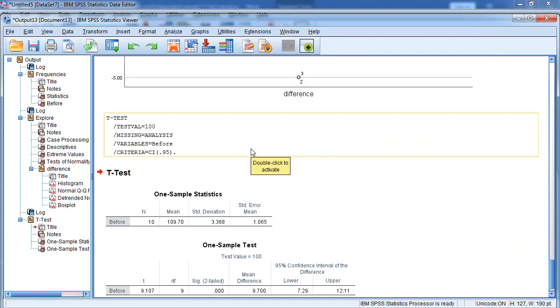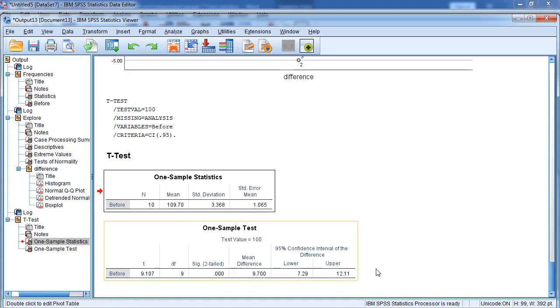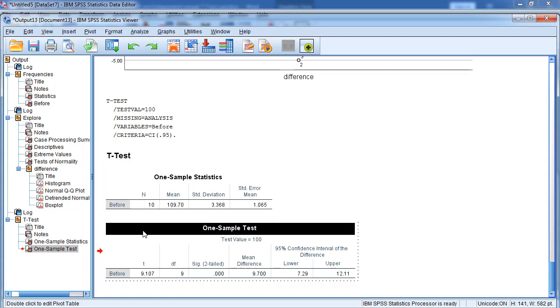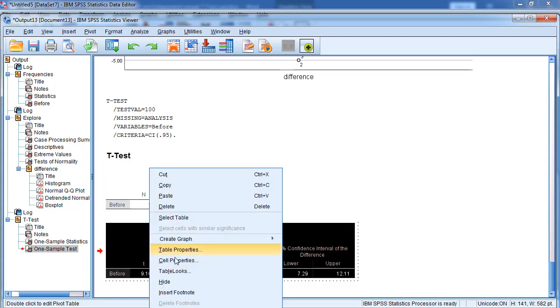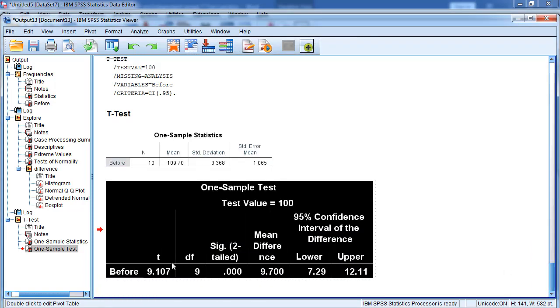Then here we can see the output. This is the one sample test. Here you can see the number of observations is 10. The mean is 109.70, standard deviation 3.3, and the standard error mean 1.06. Then in this table here, I want to expand it to make it more clear. This is the table, and from the t value here, we can see whether the mean of our sample is significantly different from the population mean.